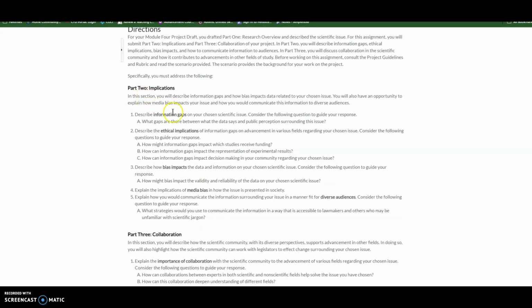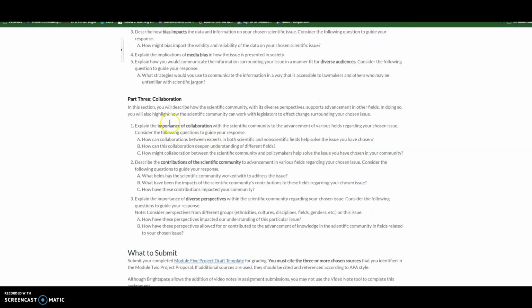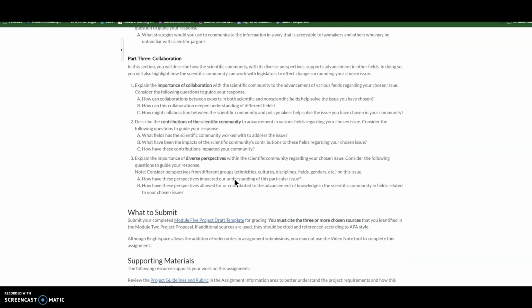In part 2 we're looking at information gaps, how that can present ethical implications, how that impacts bias, and then in part 3 we're talking about the importance of collaboration. There's a lot of good information about these things in this module in your reading and resources, so make sure that you review that.